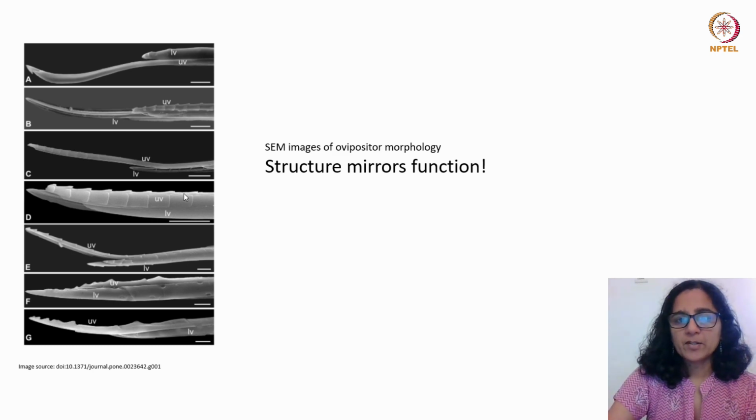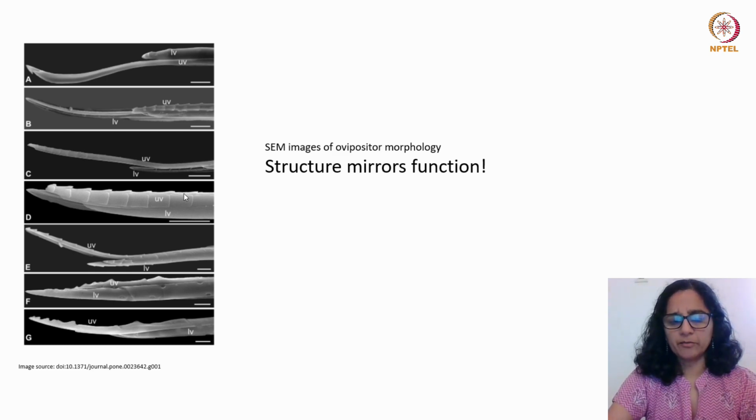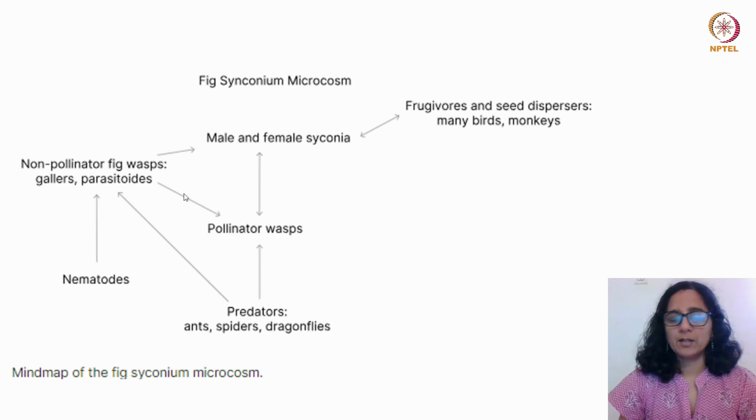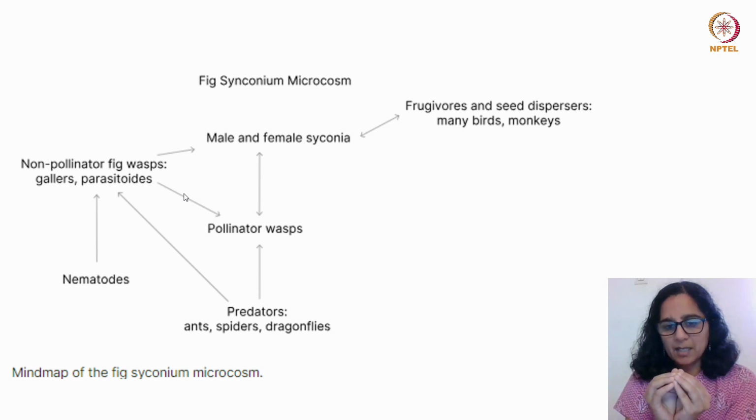All right. So all these examples are to tell you that the fig and fig wasp mutualism is really co-evolved, where structures have evolved to perform a function, and both the systems can't live without each other. Right. So now I'm moving away from the wasp, and looking at the big picture. We are saying that this syconium is like a microcosm, right? That means it's like an ecosystem inside it.